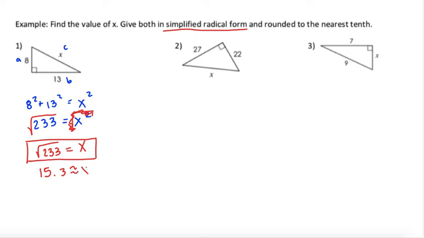So there's my approximation. And the radical here, √233, is as simplified as I can get. All right, on number 2.